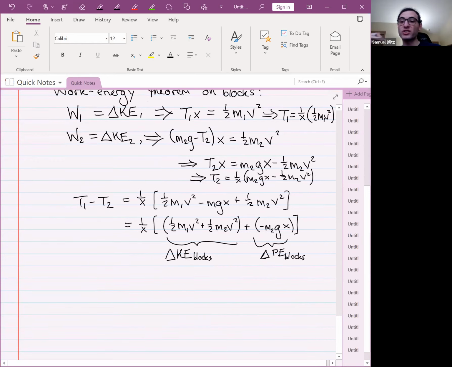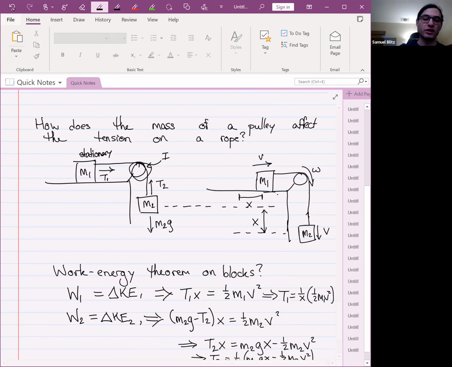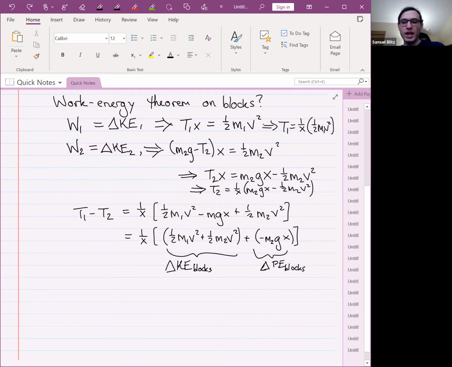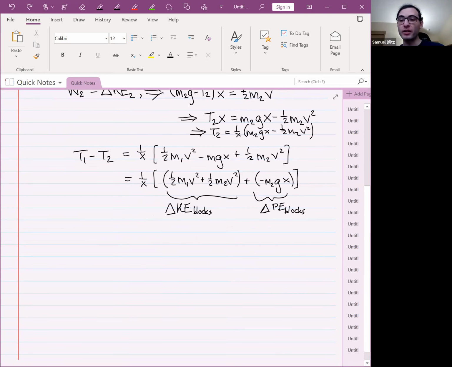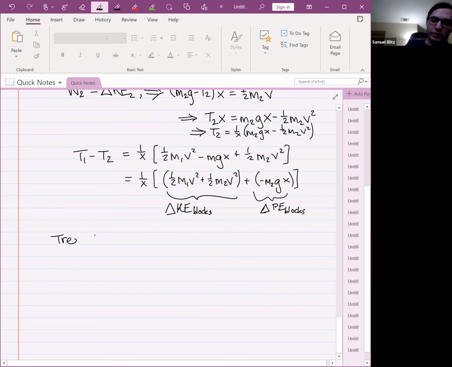So if we wanted to treat our system as just the blocks, then there would be perhaps some external work because there's other stuff involved in the system. In particular, there is this pulley, and the pulley could potentially be doing work on the system. However, we could instead just treat the whole thing as our system. So treat blocks plus pulley as the system.